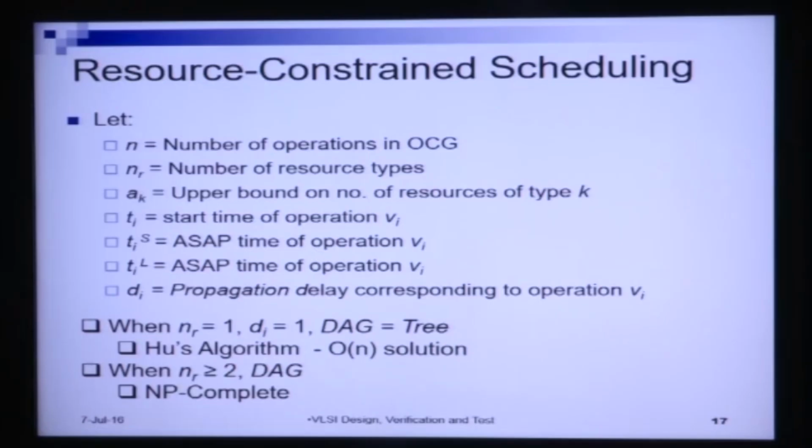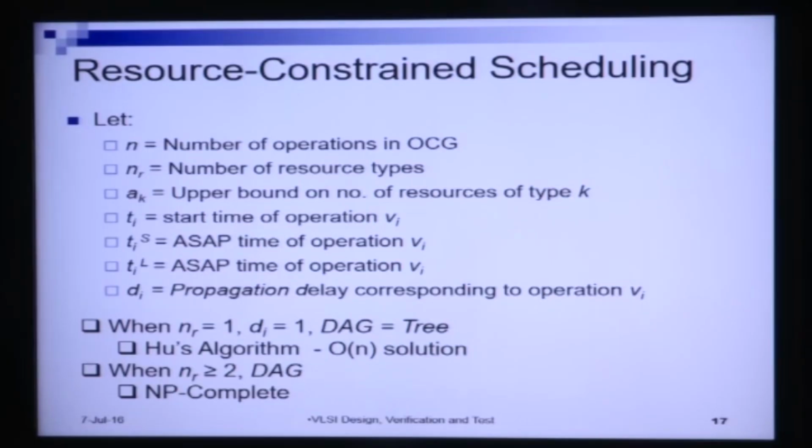And Di denotes the propagation delay corresponding to operation Vi. The propagation delay means how much time it takes to perform, let us say, an addition on the adder resource that we have. That is the propagation delay Di. Now, given these notations, we will look at how difficult this problem of scheduling is.